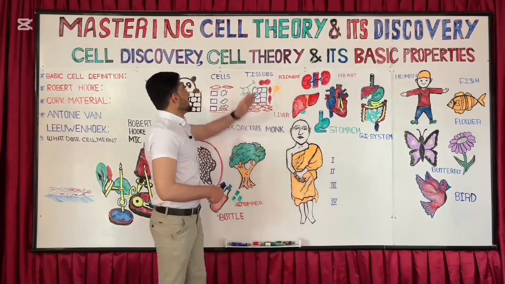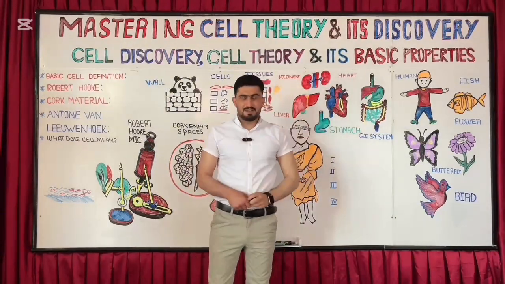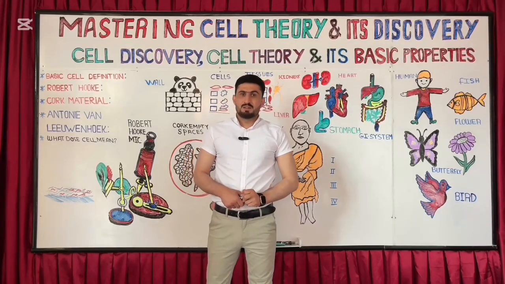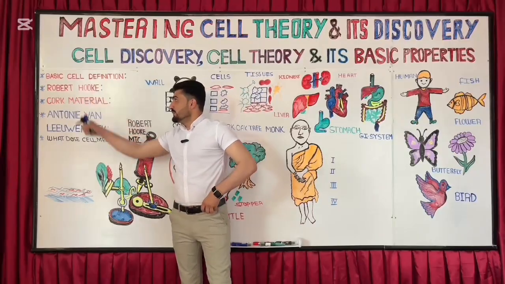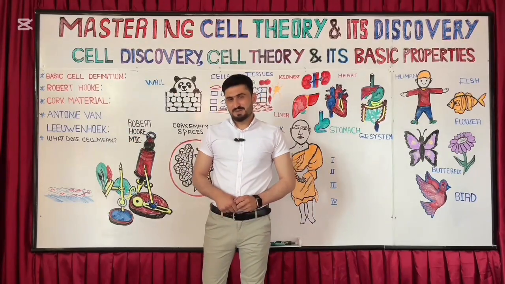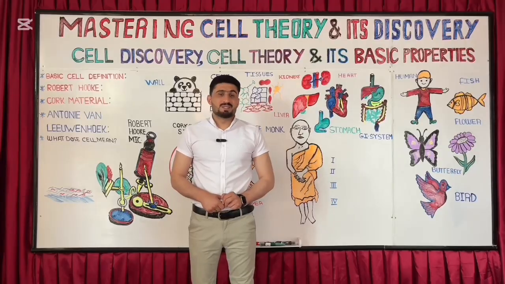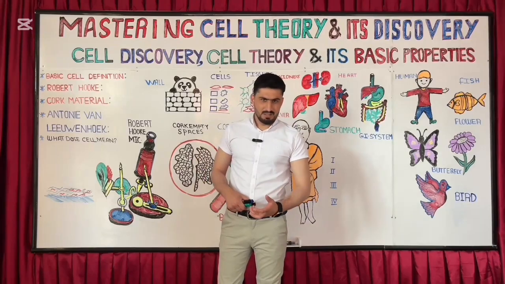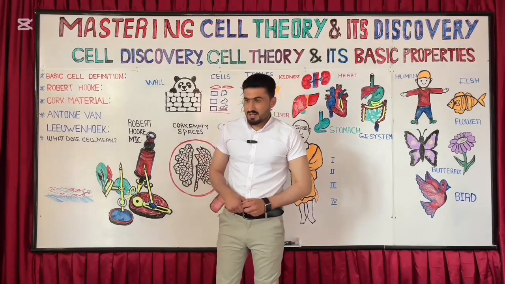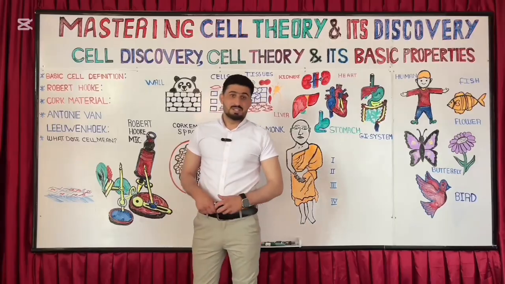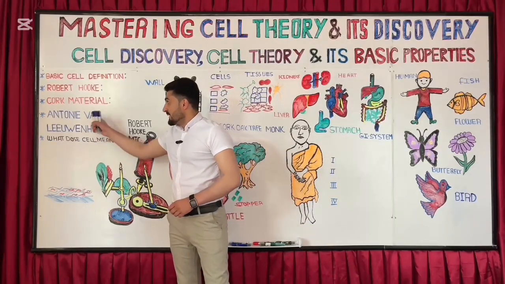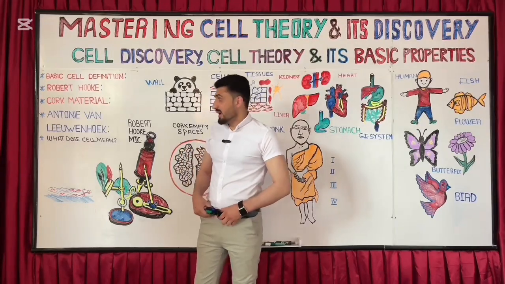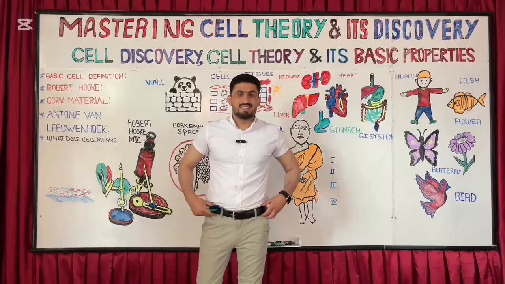Today you are going to learn about cell theory and its discovery. During this lecture, I'd like to talk about some important points. For example, the first point would be what is the basic cell definition? Secondly, who was Master Robert Hooke and what was his role in cell discovery? Thirdly, what is cork material and its basic characteristics? And also, I'd like to talk about another gentleman whose name is Anthony van Leeuwenhoek. What was his role in cell discovery? And also, I'll clarify what the word cell means.